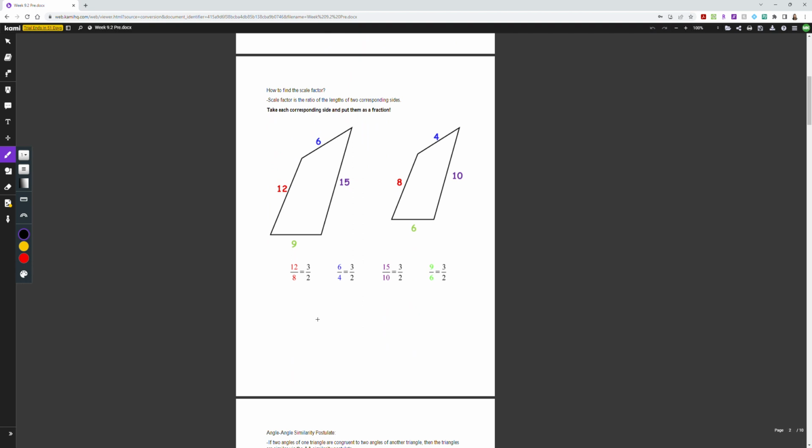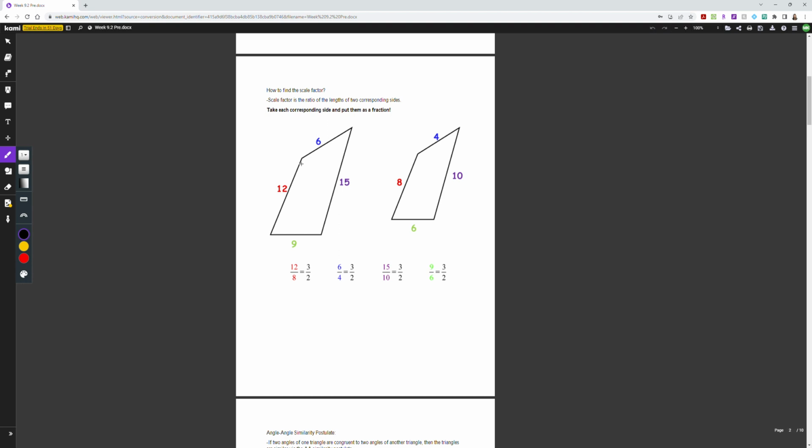Now in geometry, we use a specific term, which is what we call a scale factor. Essentially, the scale factor is the ratio of the lengths of two corresponding sides. How we find that is we take each corresponding side and put them as a fraction. So 12 and 8 are corresponding sides. We put it as 12 over 8 equals 3 over 2. This is the scale factor for that side.